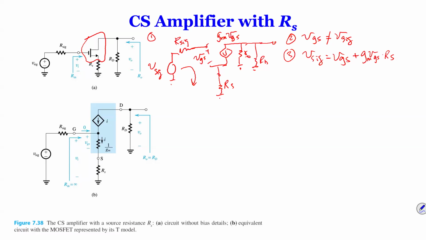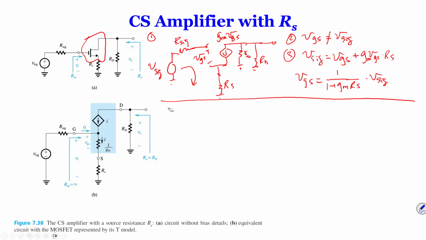the relation between VGS and VSIG. So VGS is VSIG times 1 over 1 plus GM RS. So you find this one. Just like the equation, we have VGS on that side, so we simply verify that it is GM times RS. So we get that VGS is that one. So now once you find that, maybe we'll do it here.